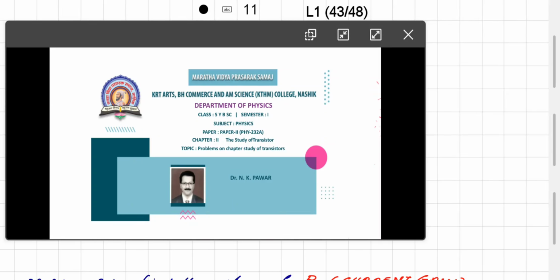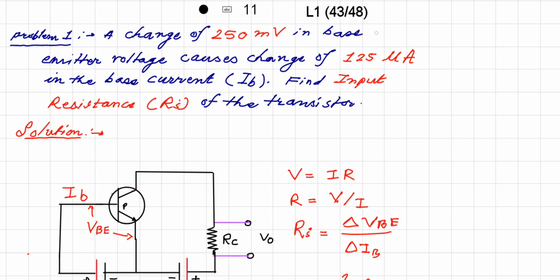Hello dear students. So today in this lecture we are going to talk about the problems on chapter study of transistors. So we already saw the concepts related to transistor, its functioning. Now we are trying to understand how to solve the problems related with the chapter study of transistor. So we are going to talk about the first problem.